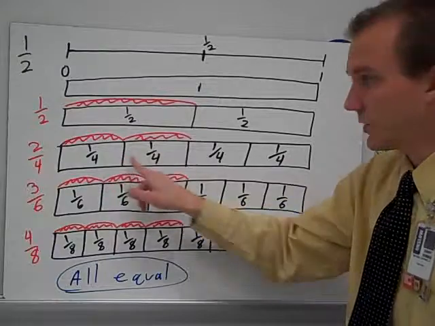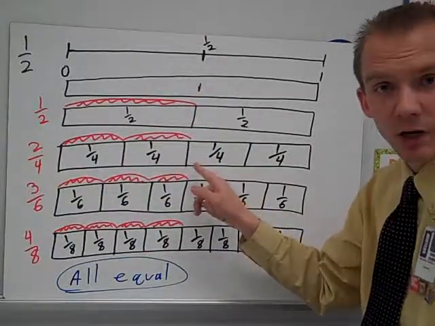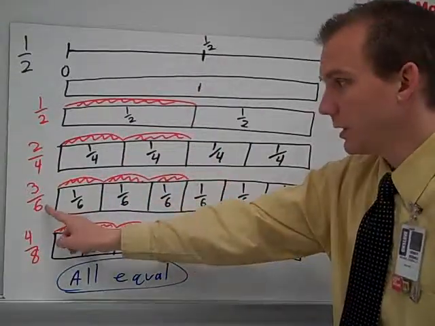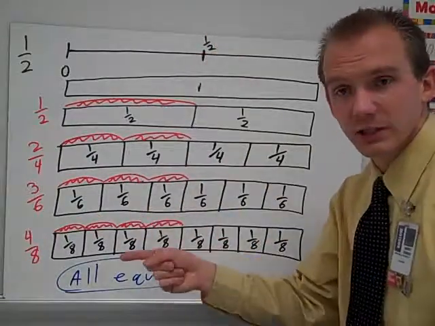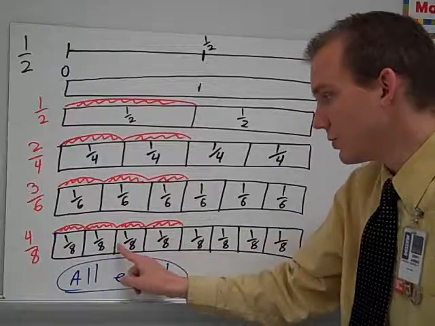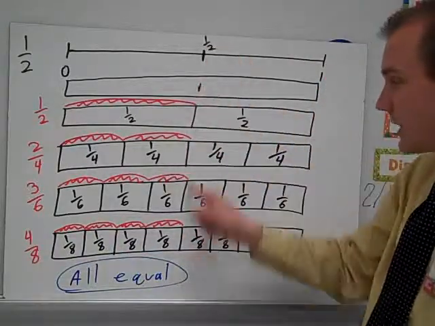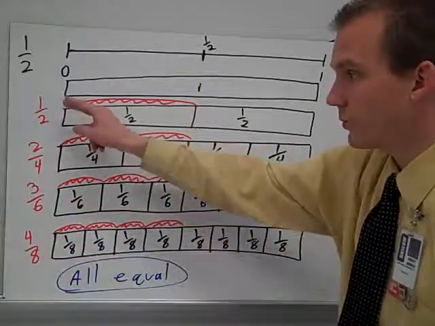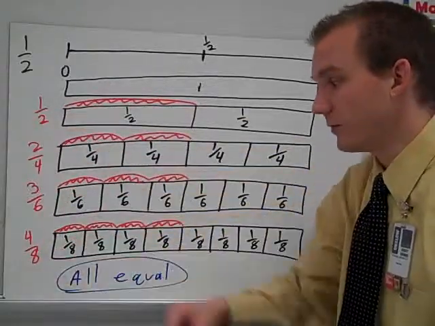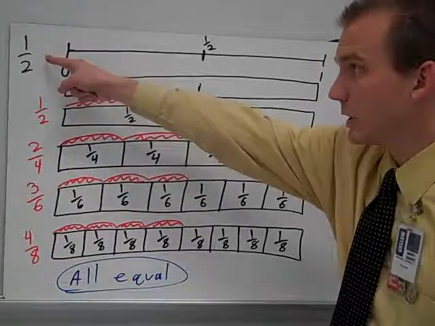And if I lay out my fourths, 2 of them will get me to the same point on the number line, so they're equivalent. 1, 2, 3 sixths gets me to the same point, so that's equivalent. And finally, 1, 2, 3, 4 eighths again gets me to the half on my number line. So all 4 of these fractions, 1/2, 2/4, 3/6, and 4/8, are all equivalent. They all equal 1/2.